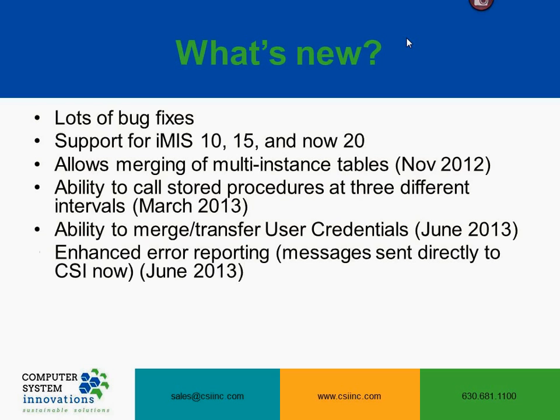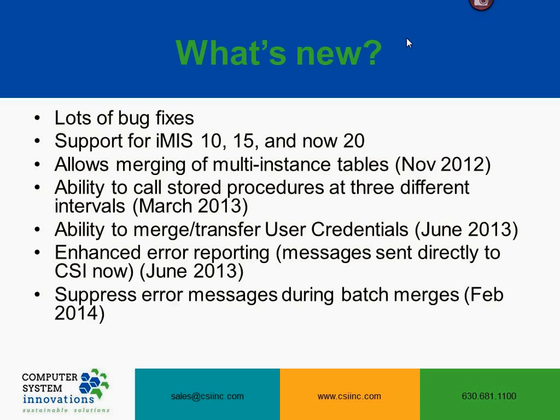People needed to merge user credentials. People are creating stuff online. We need to merge those credentials and keep the most recently used. So in June of 2013, that came out. We snuck in some enhanced error reporting. So you can turn this on, and if your iMerge fails for some reason, it'll go ahead and tell us why it failed. In the past, we often needed to get a hold of your database to figure out what's up. We'll cover this as well.